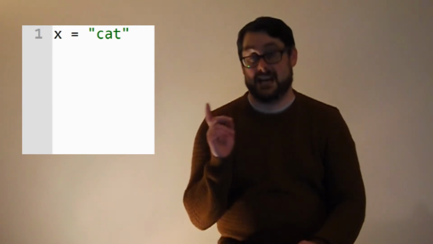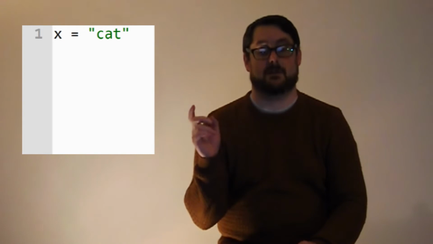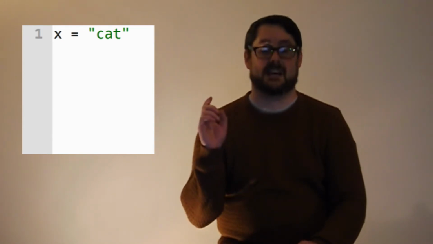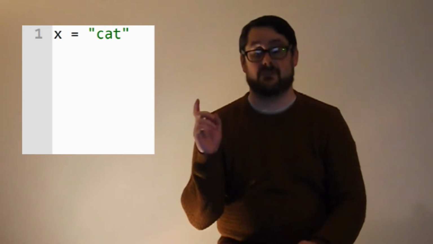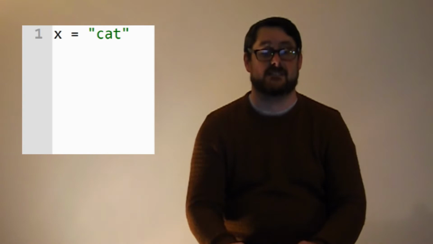So when we create a variable in Python, we need to name it. I'm going to call this variable x. Let's see how we code this using Python. So we declare the variable x and we assign a value to it using the equals operator. In this case, x equals cat. X is the name of the variable and cat is the value of the data it contains.